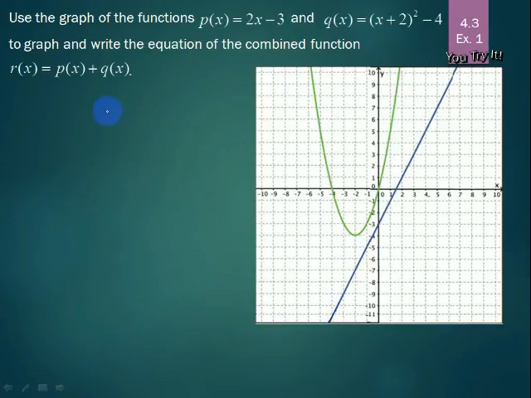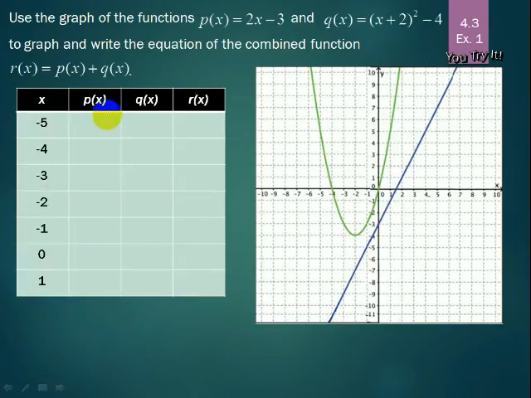together. To help us organize those values, let's use a table, and let's find p of x, q of x. We'll add them to get r of x. So I picked the values for x from -5 to 1, and I did that just because that's a pretty good estimate. That's about the farthest out we go for our parabola here on the left, and then 1 is about the farthest right for our parabola. So that's why I picked those.